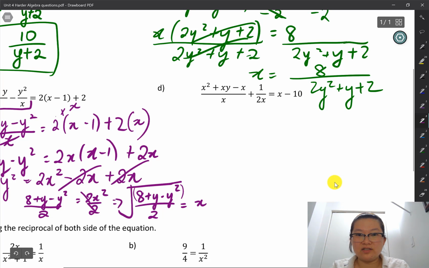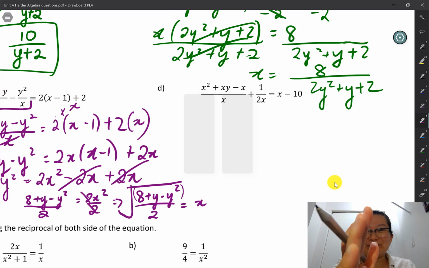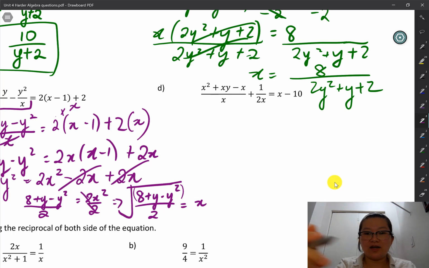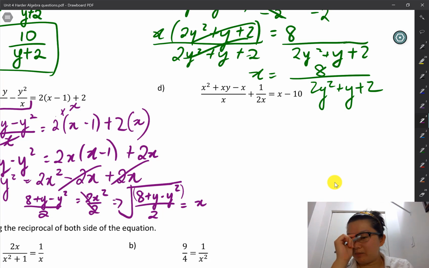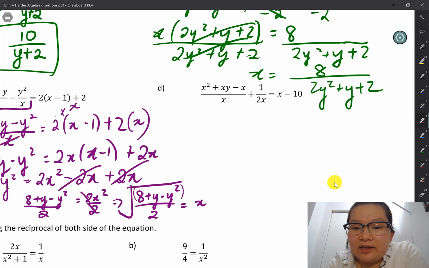So here is question D. I'm going to give you a chance to try this one. Good time to pause the video. Okay, so I'm also going to do this question in purple, but I might use red to do some canceling out. Okay, so I'm going to do this quickly now.